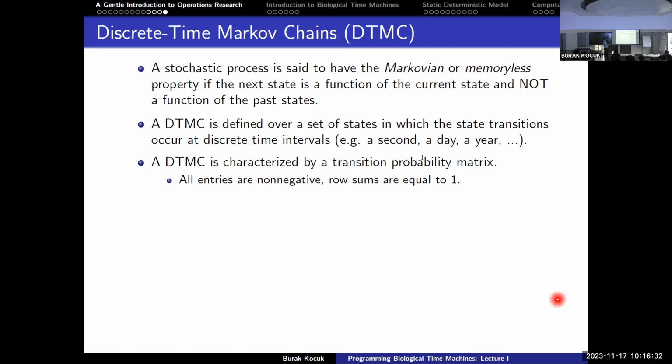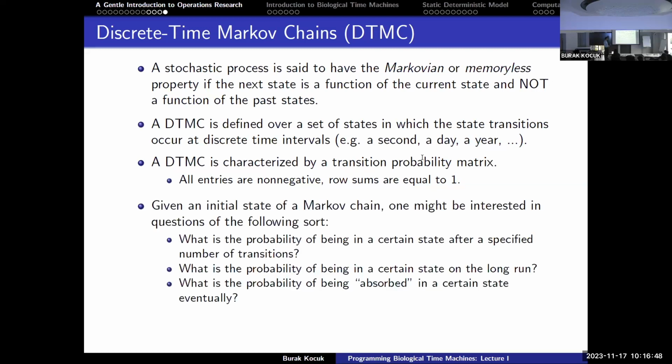And this, I think you have this observation. If you look at the transition probability matrices, all entries are non-negative and row sums are one. So that seems very obvious, but it has some implications for us. And then using Markov chains, you can try to answer different kinds of questions.